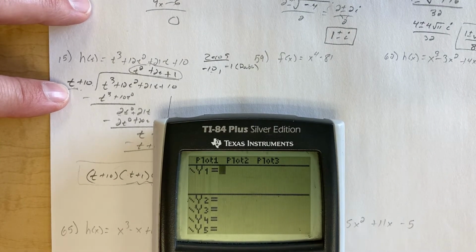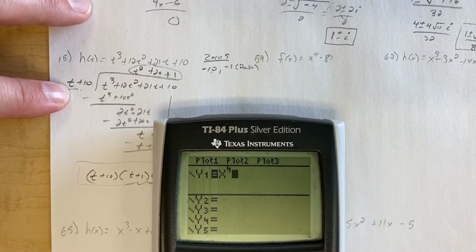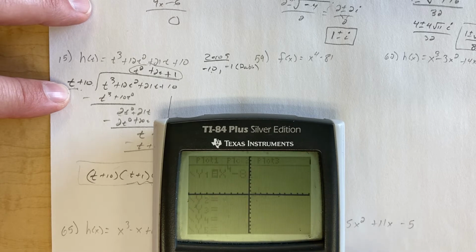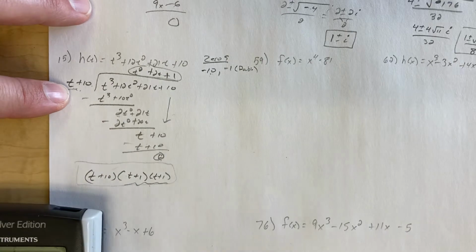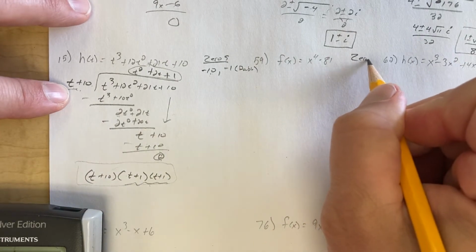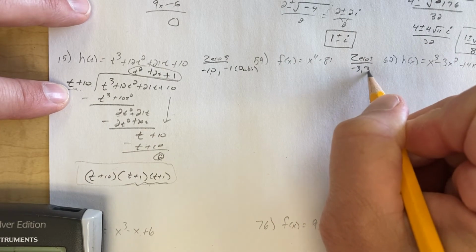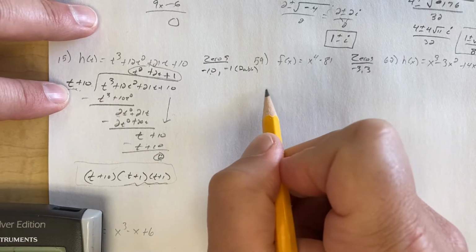Get rid of that. We're going to type in x to the 4th minus 81. Hit graph. You're going to see negative 3 and positive 3 pop up as possibilities. If I hit trace, negative 3 for sure. If I type 3, for sure. All right, so 2 zeros right away. Negative 3, positive 3. So let's take our x to the 4th.